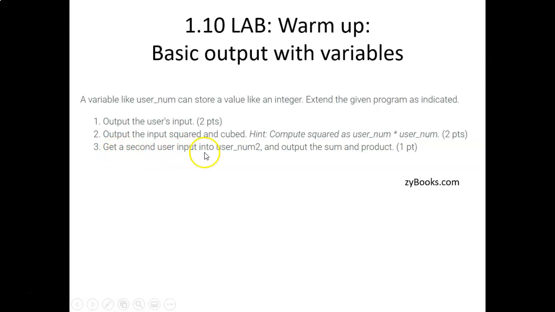We can get a second user input and store it in a variable called user num, and we can output the sum and the product of this number. So this is kind of our goal and objective for the lab. Let's continue on.